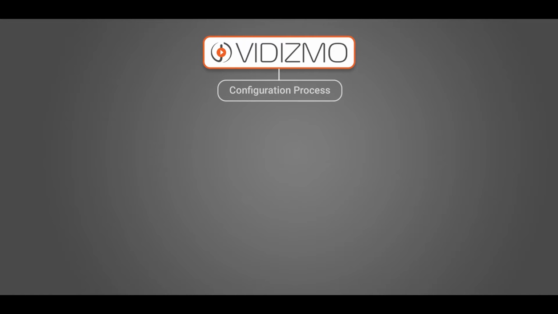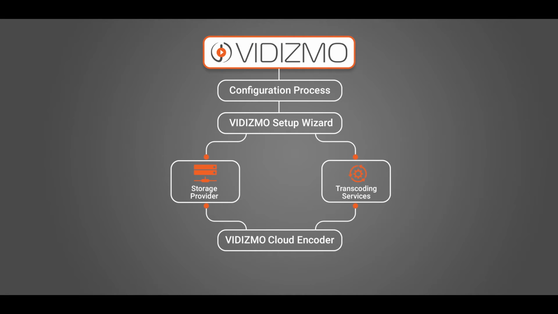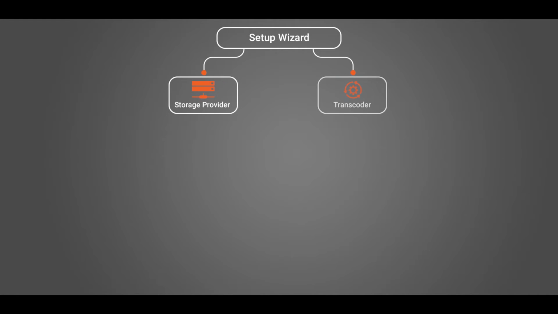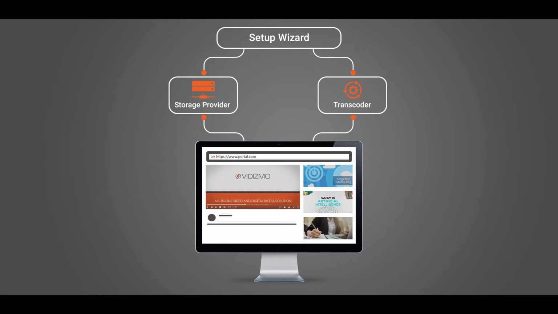VIDIZMO provides an ease to its customers by automating the configuration process via VIDIZMO Setup Wizard. If you are configuring VIDIZMO storage as your storage provider, coupled with the transcoding services, using VIDIZMO Cloud Encoder, Setup Wizard allows you to initially set up your portal's storage provider and transcoder for seamless user experience throughout the application usage. It takes you through a series of easily configurable steps to help set up the system.